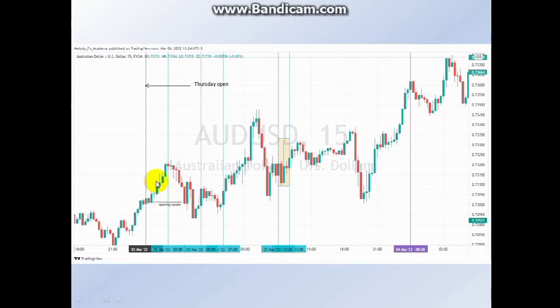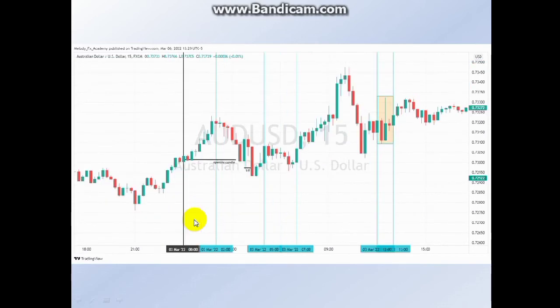We are only interested in our high probability setup trade below the opening candle. So now price trades upwards, trades downwards, creates a short-term low and drops down, taking out sell side liquidity. Once this happens, we can now start looking for our break of structure and look for probably an imbalance. So let's go down to where this has happened.